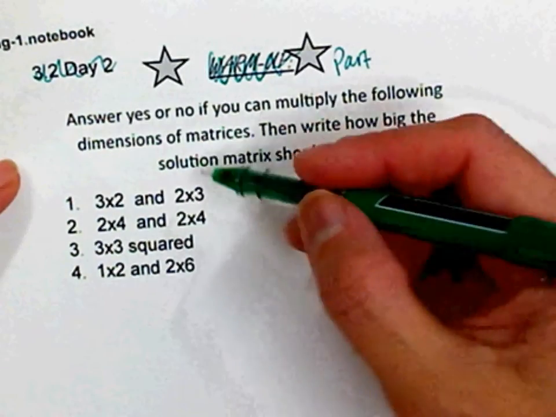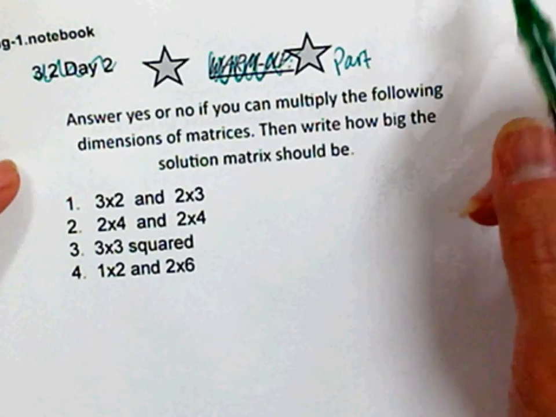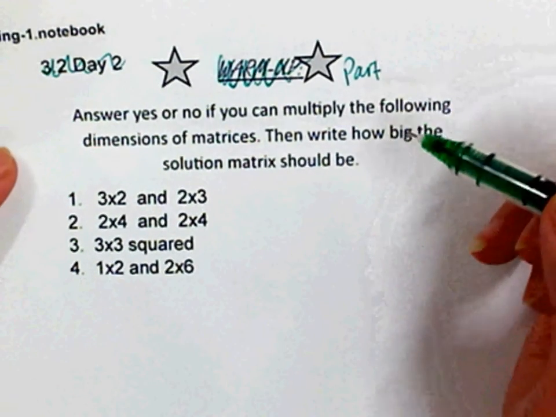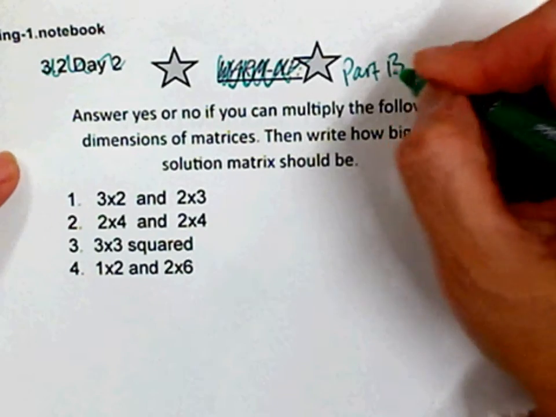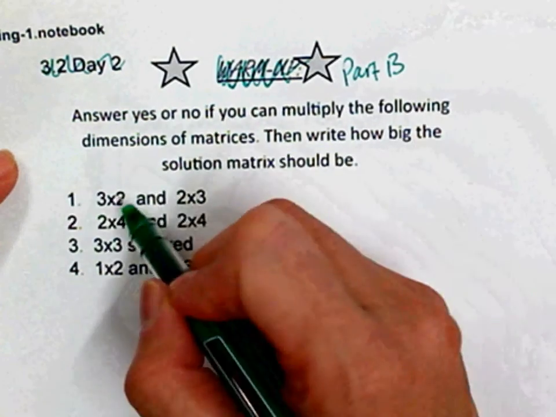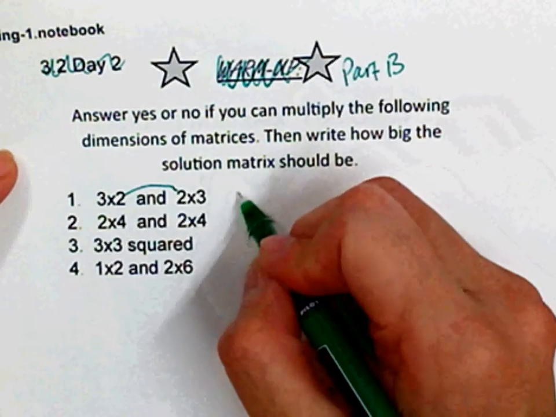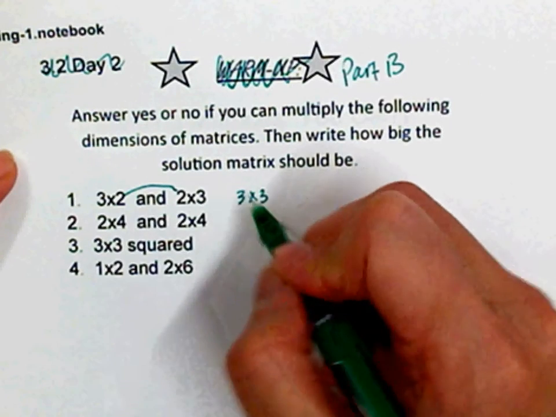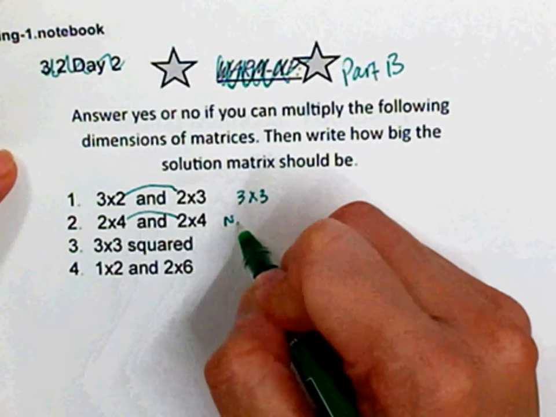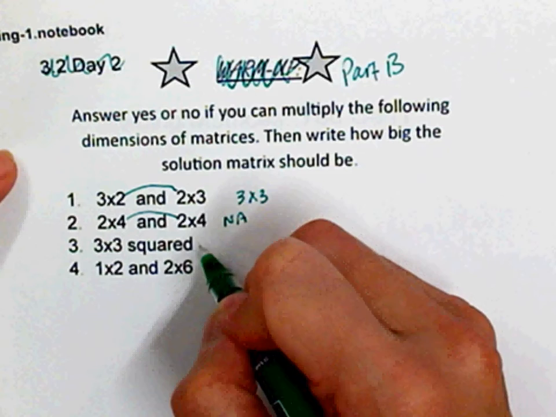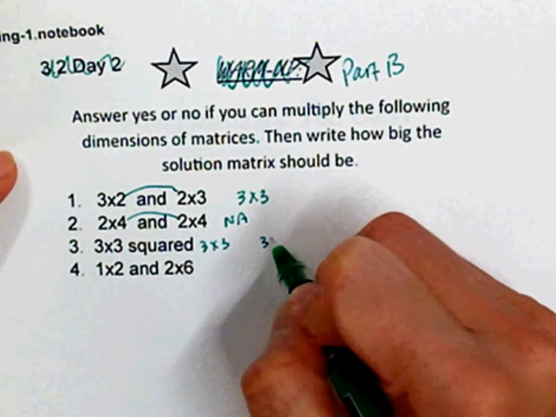Alright, so let's say, answer yes or no. We're going to check it real quick to remember if you know how to do this. We'll call this one part B. That's a continuation. Can I multiply those two? Yes. And your new dimension will be a 3 by 3. Can I multiply these two? Nope. How about 3 squared? Well, that's a 3 by 3.